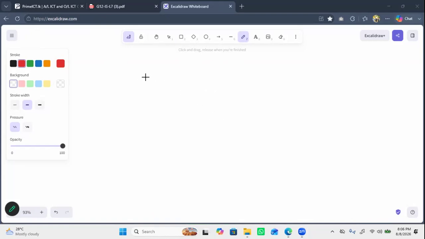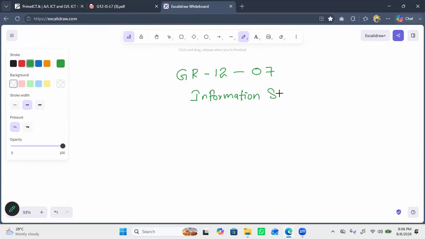In information systems, if you are a 2026 student and you know DFD and context diagrams, that area is like a free hit. You can score marks very easily. So what is this lesson? This is lesson number 7, grade 12. The lesson name is Information Systems. We were talking about what the available information systems are and what the man-made systems are.